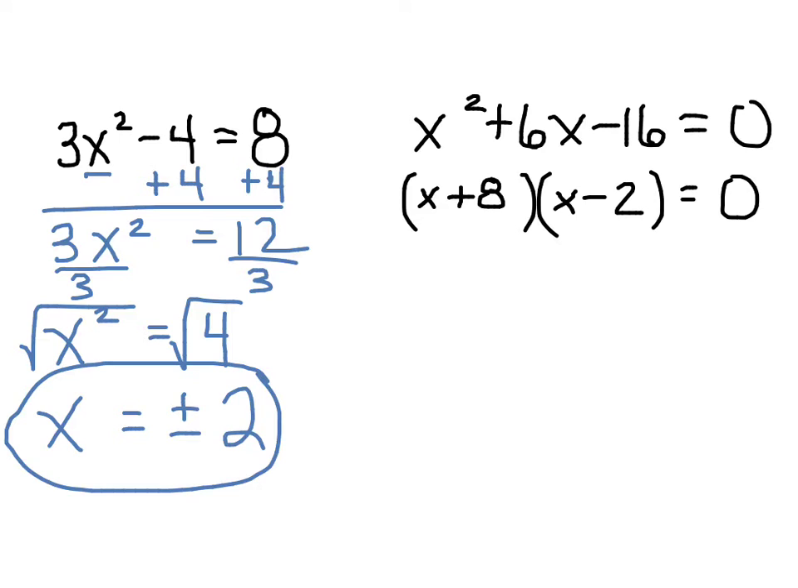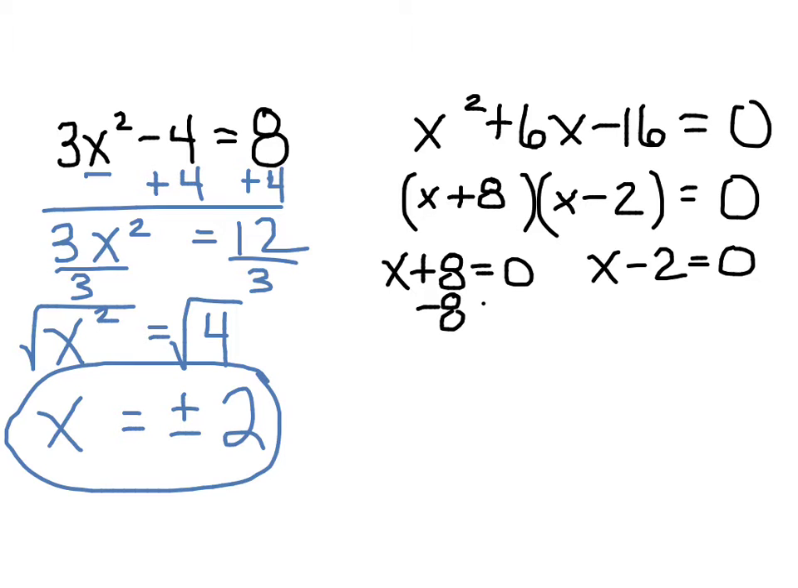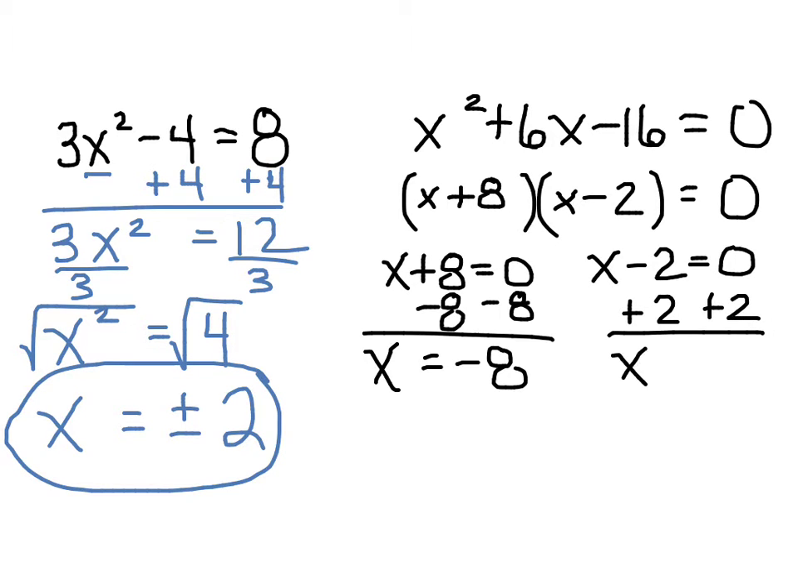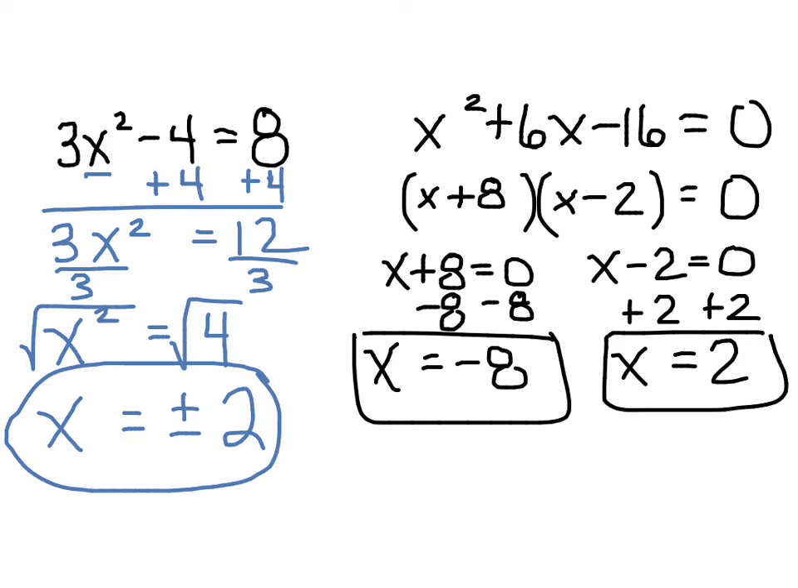When I multiply those two numbers together, I get negative 16. But when I add them together, I get 6. Does that make sense? Then, once you have factored it, you set each group equal to 0. X plus 8 equals 0. X minus 2 equals 0. Subtract 8 from both sides. X equals negative 8. Add 2 to both sides. X equals 2. And that's number 3.